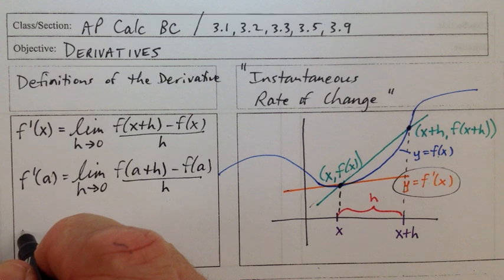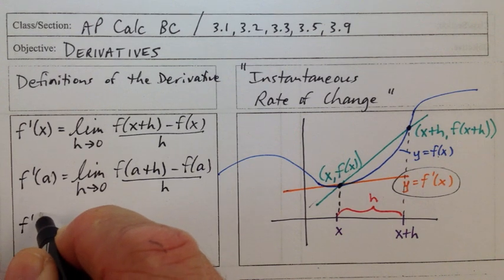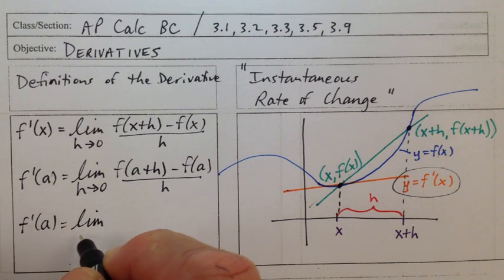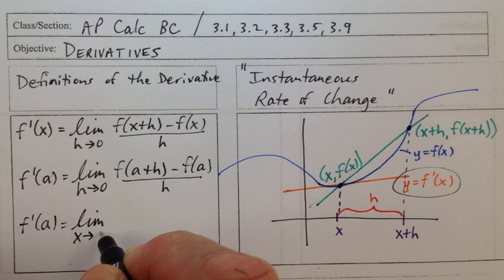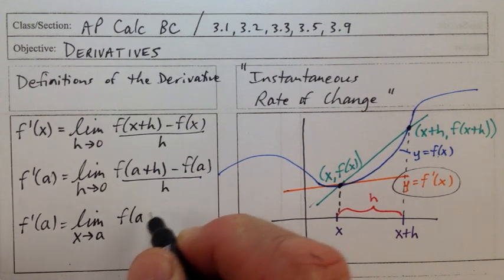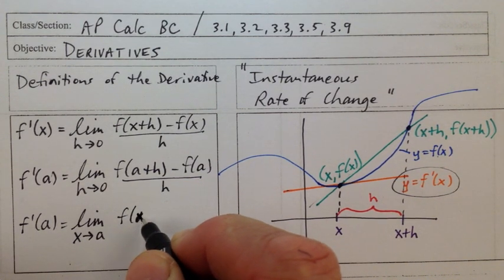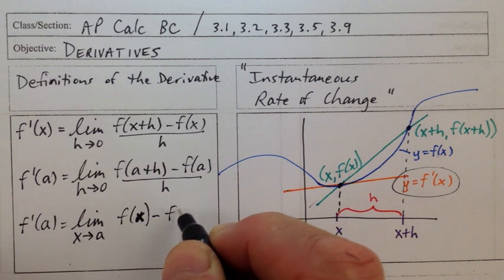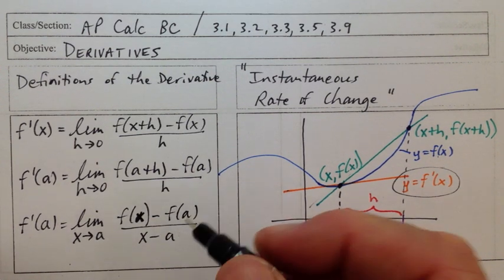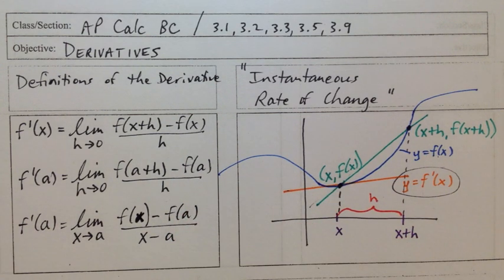And then we also have a kind of a not used quite as often definition, but it's still a definition. As we let x approach a, we have the limit as x approaches a of f of x minus f of a all over x minus a. You need to be familiar with all three of those, and we're going to do some problems here in a little bit, but for right now we're going to keep it at that.